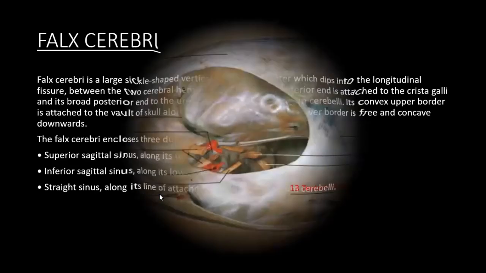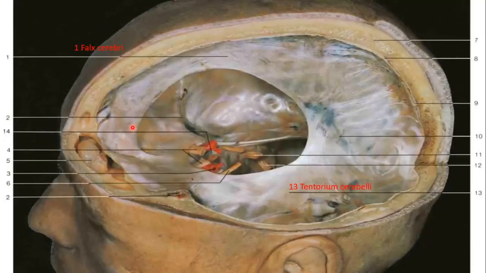Okay, let me show you that in this very good diagram here. You can see this is the lower free border. This is where you find your inferior sagittal sinus. Then here, it is attached along the sagittal suture. That is where your superior sagittal sinus is found. Then this is the tentorium cerebelli. Then you can see here they are attached. That is where the straight sinus will be.